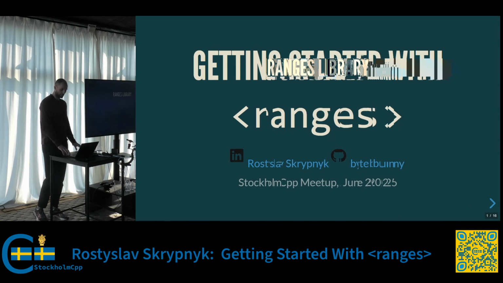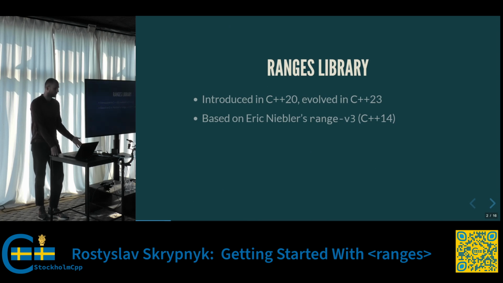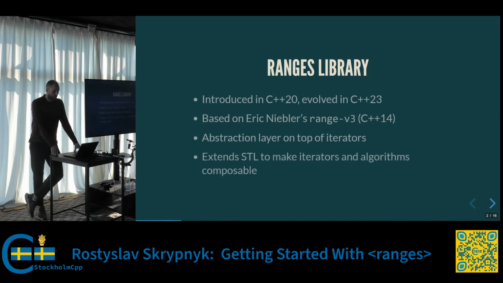So the ranges library, what is it? It's a new library starting from C++20, and it did evolve in C++23. It is based on Eric Niebler's range-v3. So if your compiler is not capable of C++20, but is capable of C++14, you can do most of what ranges offer. It is an abstraction layer on top of iterators, and it extends the STL to make iterators and algorithms composable. And we will see what that means when we come to the views.